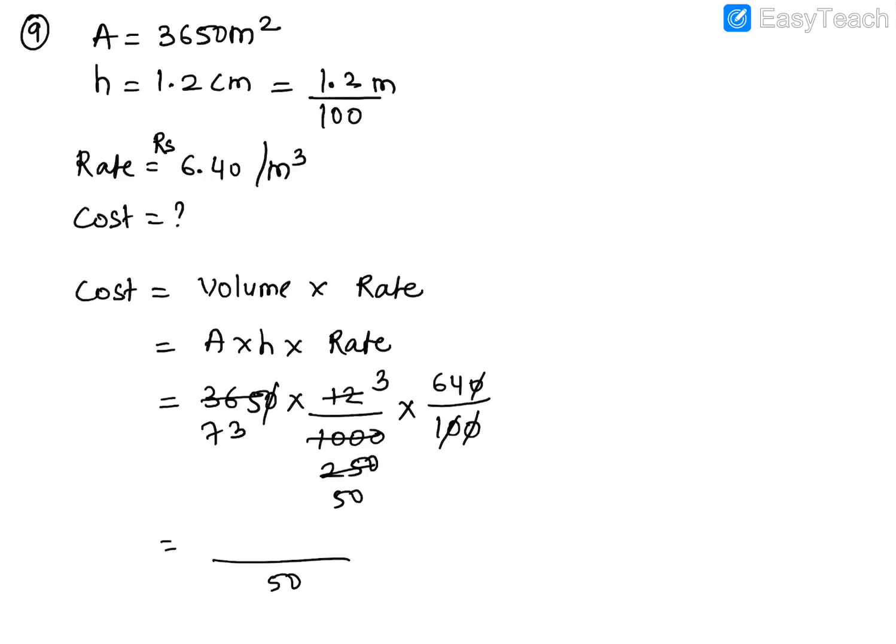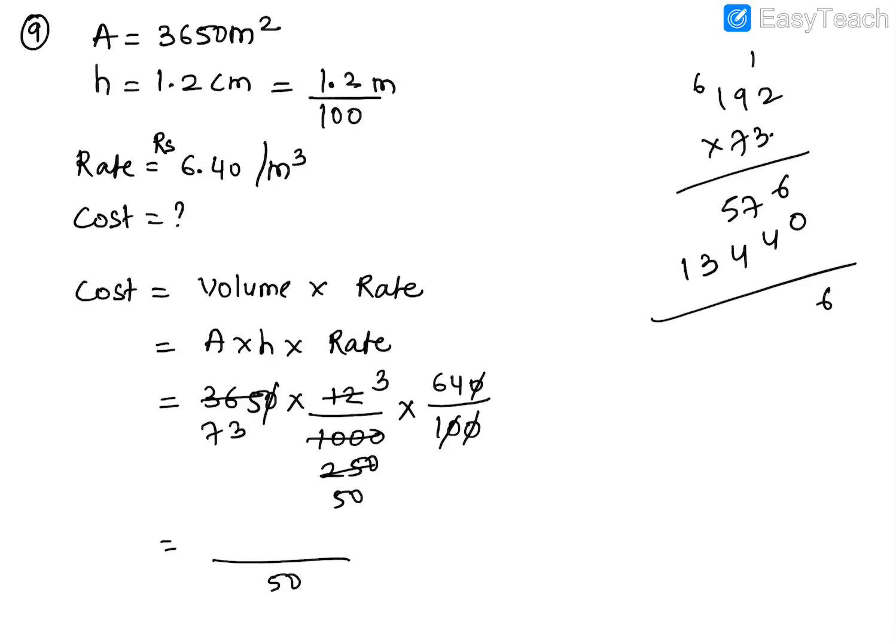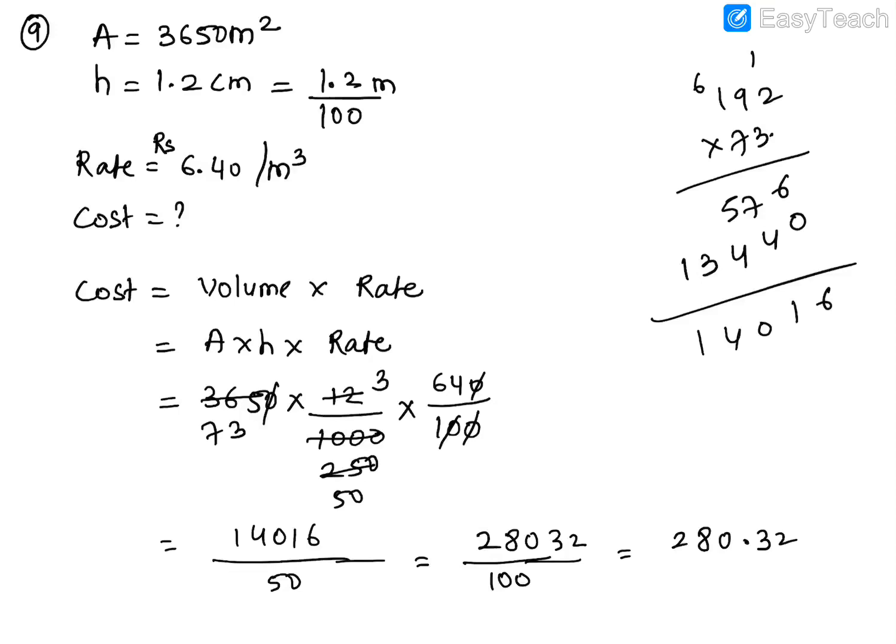Okay, so 64 3s are 192, 192 into 73. 3 2s are 6, 9 3s are 27, 7 2s are 14, 6 1 3. So it'll be 14016. So we get 14016 upon 50, which will become 28032 upon 100, which is 280.32 rupees. That's the cost.